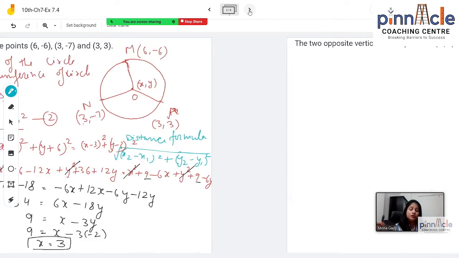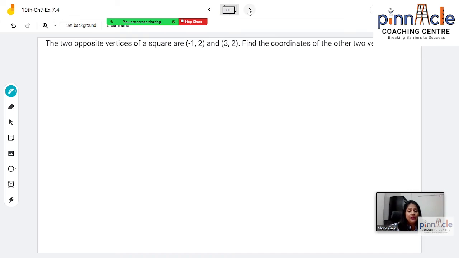I'm doing all those questions which are actually very important. Okay, ध्यान रखना, these are actually important questions for highest weightage questions of chapter 7. अरे वाह, this is again a bit different concept that we haven't studied yet. So the two opposite vertices of a square are -1, 2 and 3, 2. Find the coordinates of other two vertices.